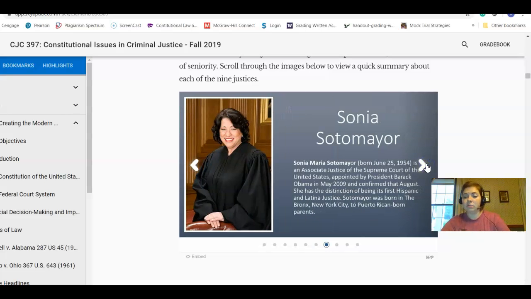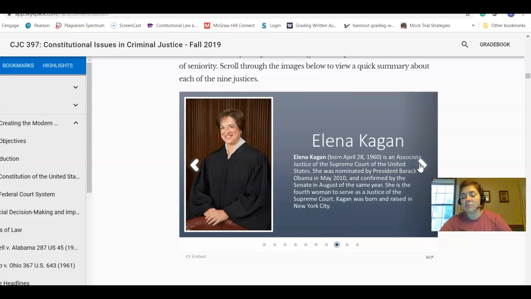Justice Sotomayor was appointed by President Barack Obama, and she is the first Hispanic and Latina justice to ever sit on the Supreme Court. She was born in the Bronx, but her parents have Puerto Rican heritage. She was also a former prosecutor for a long time. Justice Kagan was also appointed by Barack Obama in 2010. She is the fourth female justice.